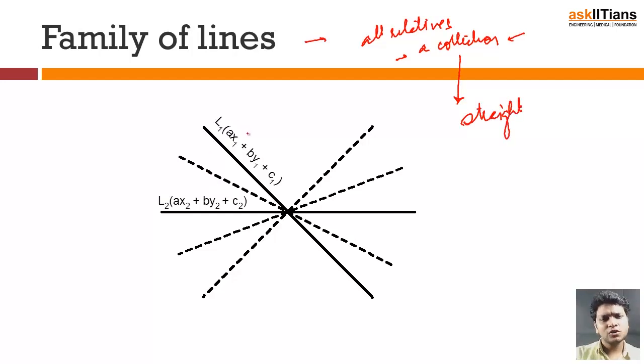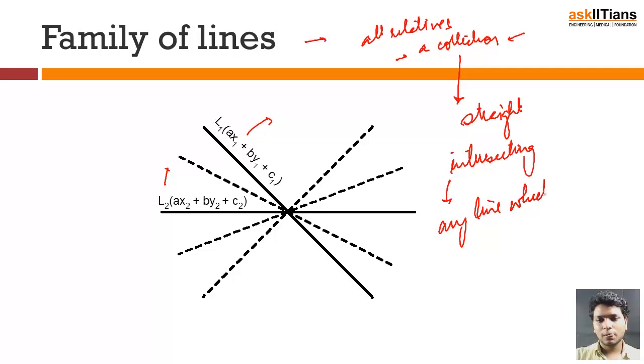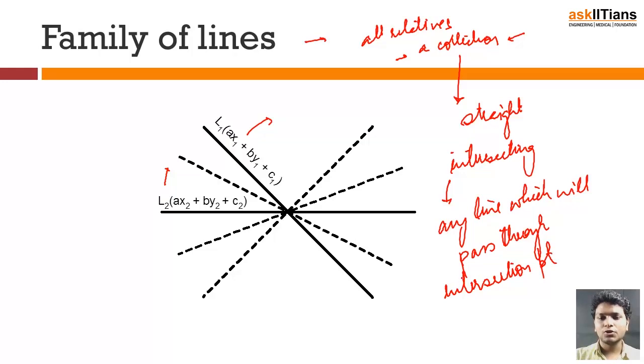So if we have been given two lines L1 and L2 and they are intersecting, consider it as a fact that they are intersecting. If we want to write any line which will pass through the intersection point of L1 and L2, that can be written as L1 plus lambda times L2. This is the basic concept of family of straight lines.